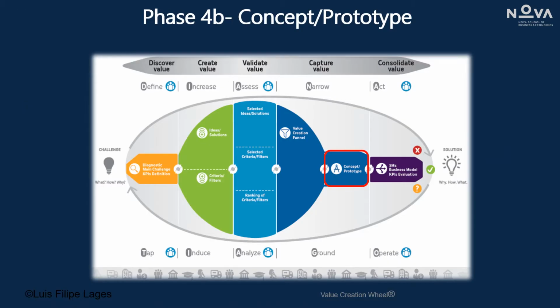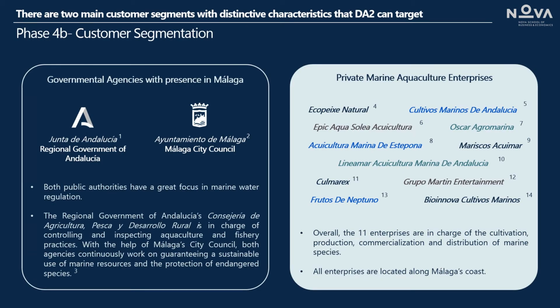Thank you, Lena. Now we will pass to Phase 4B, which is about the concept and the prototype. There are two main customer segments with distinctive characteristics that DA2 can target in Malaga. The first one is governmental agencies with presence in Malaga, namely the Regional Government of Andalusia and the Malaga City Council, which have both great focus on marine water regulation.